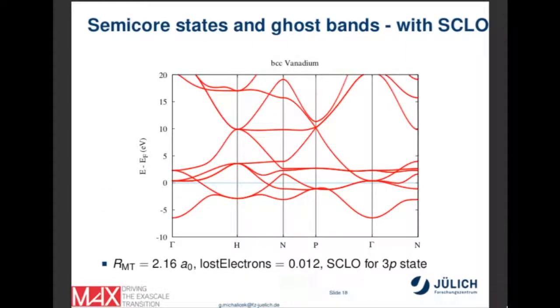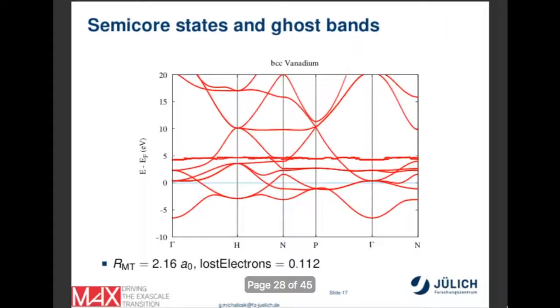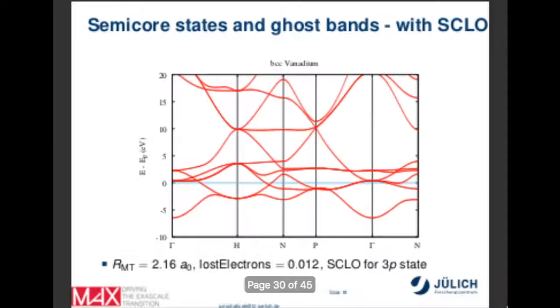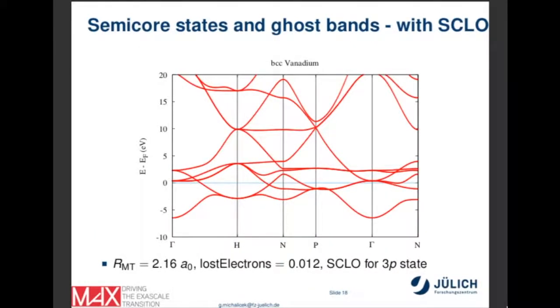So, if you put in semi-local orbitals, you remember this plot with 2.16 atomic units. We go back. So it had this ghost band here with semi-local orbitals. Well, this ghost band is gone. Yeah?